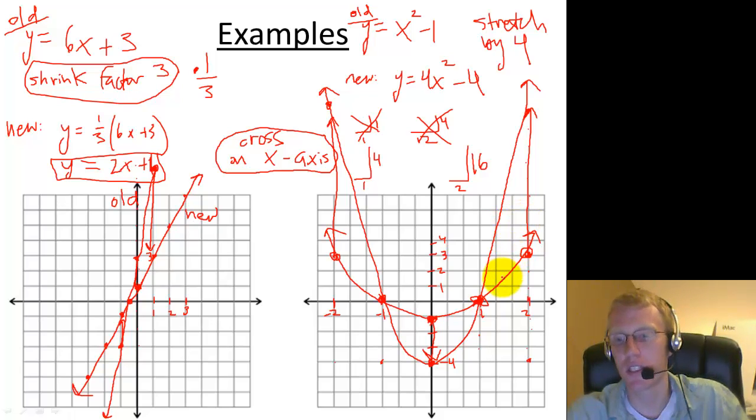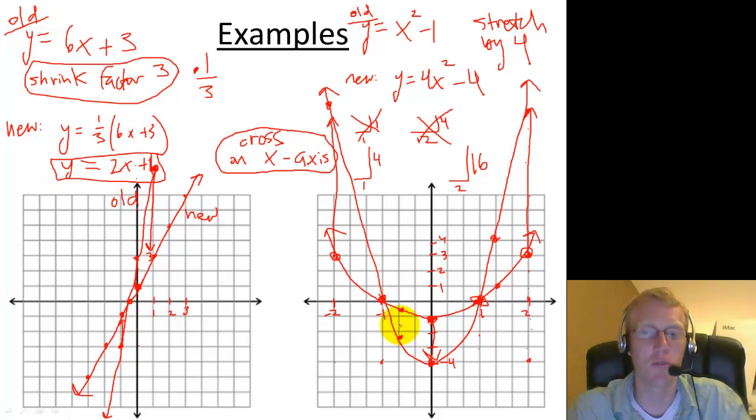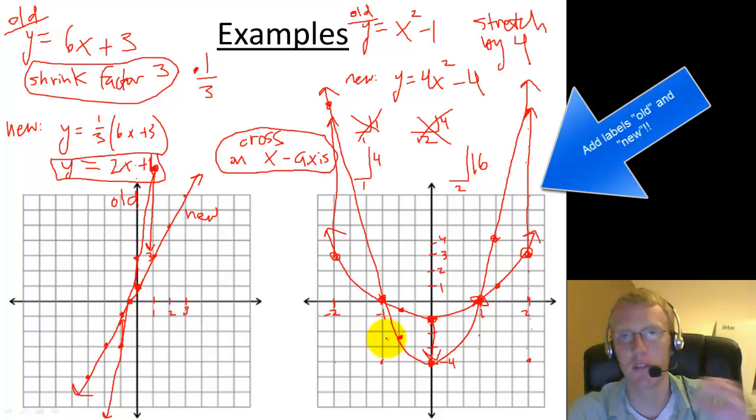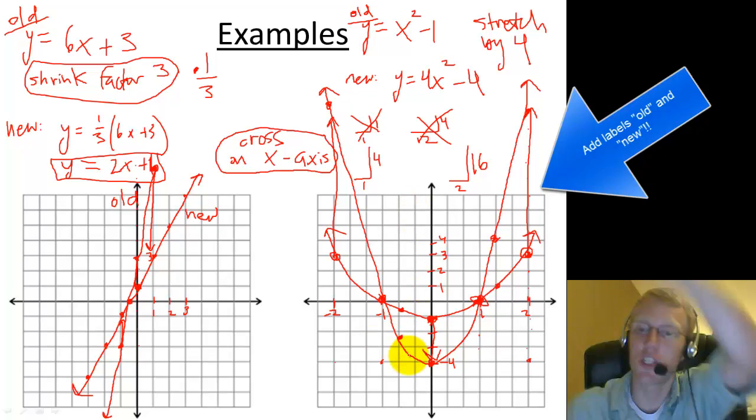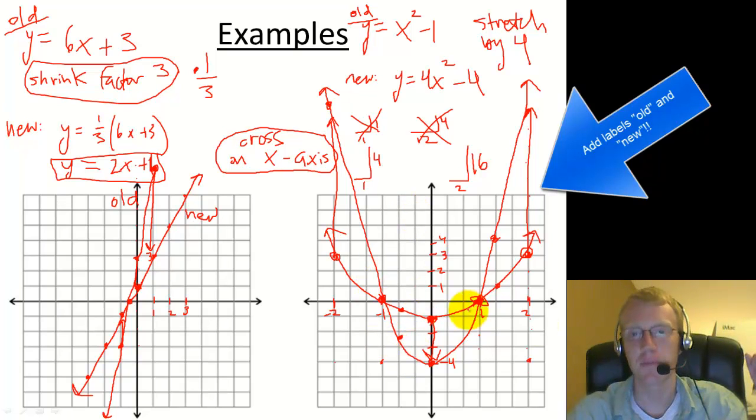But this idea works for anything. Let's pick this point right here. It was at 1. Now it's around 4. This point was around maybe a half or something, and now it's around 2. So my graph's not perfect, obviously, because I'm drawing with the mouse. But if you could draw a nice perfect parabola, you would see that every individual point is 4 times stretched out farther away from the axis.